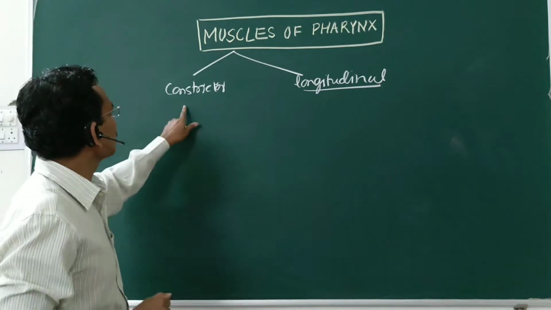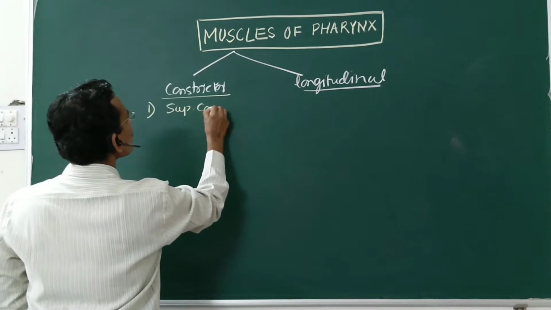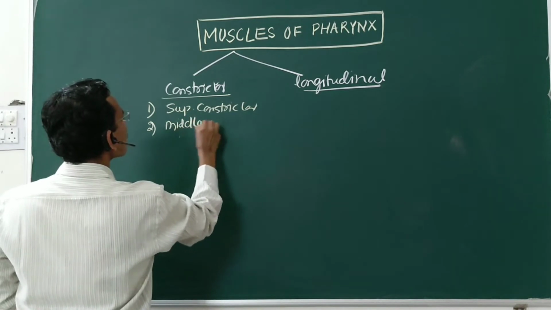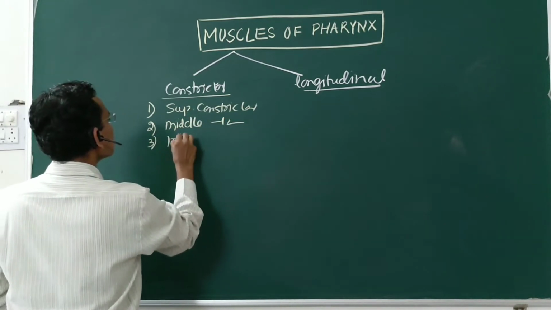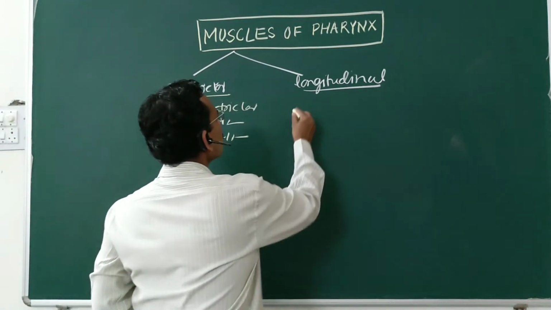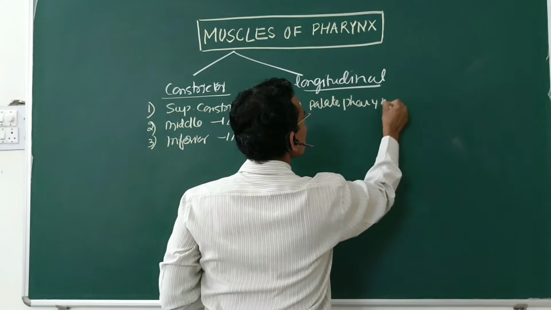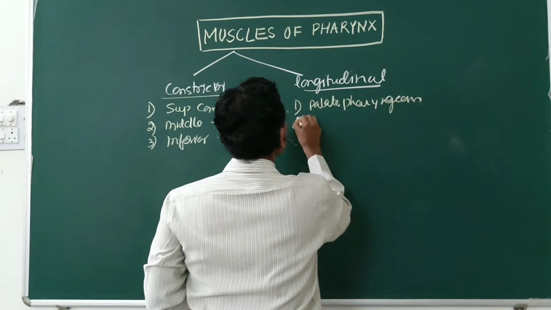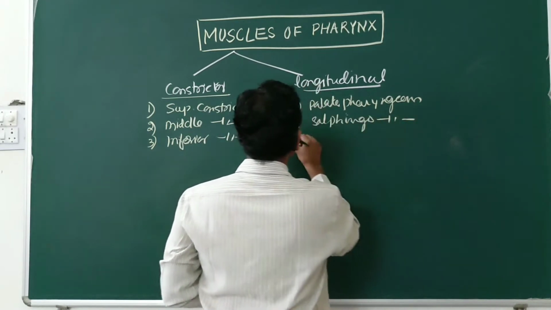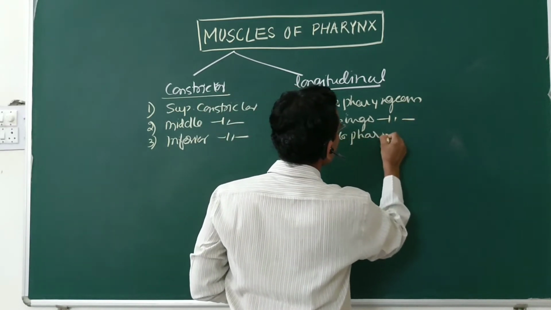Okay, so which are the constrictor muscles? Number one is the superior constrictor, another is the middle constrictor, and the third one is the inferior constrictor. And which are the longitudinal muscles? One is palatopharyngeus, the second is salpingopharyngeus, and the third one is stylopharyngeus.